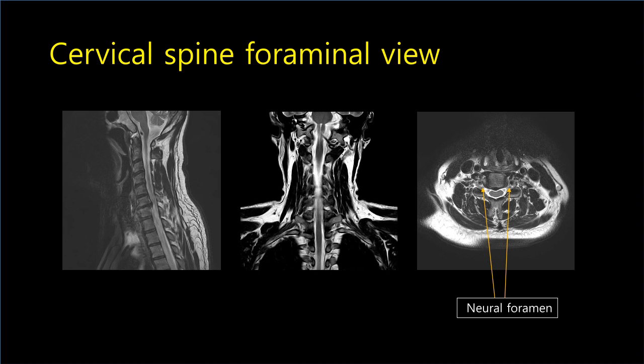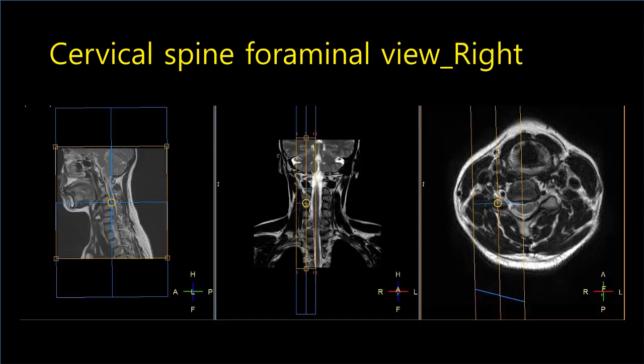First, set the default image plane to the sagittal plane. Second, a coronal image with a good view of the spinal cord is selected. Thirdly, select an axial image that shows the neural foramen well. If there is a spine level to check, select the axial image of that position. For example, if you want to check C3-C4, select the axial image of this location. After determining the 3 planes, sagittal, coronal and axial, proceed to the next step.